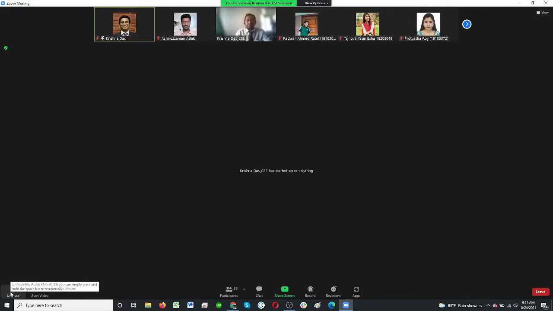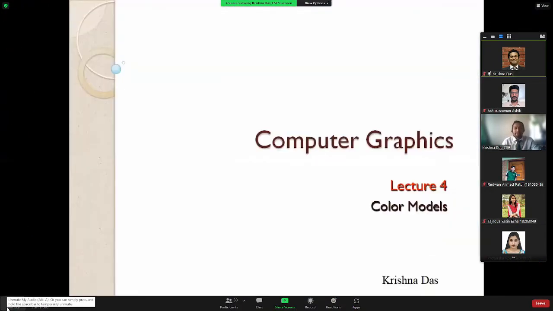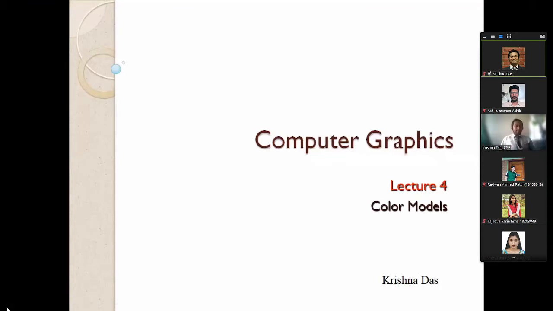Let's move on to a different topic, and we will go through it a little bit quickly. This is called the color models. As you know, in color models there are two different models that we are going to discuss.